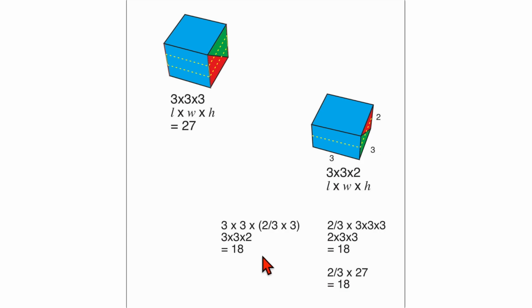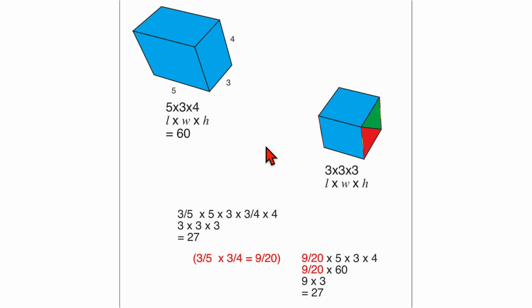And you can check this calculation by calculating 2/3 of 27. So this is the same as 2/3 times 3 times 9. And 2/3 of 3 is 2, and 2 times 9 here is 18. Another way is 27 divided by 3 is 9. 2 times 9 is 18.